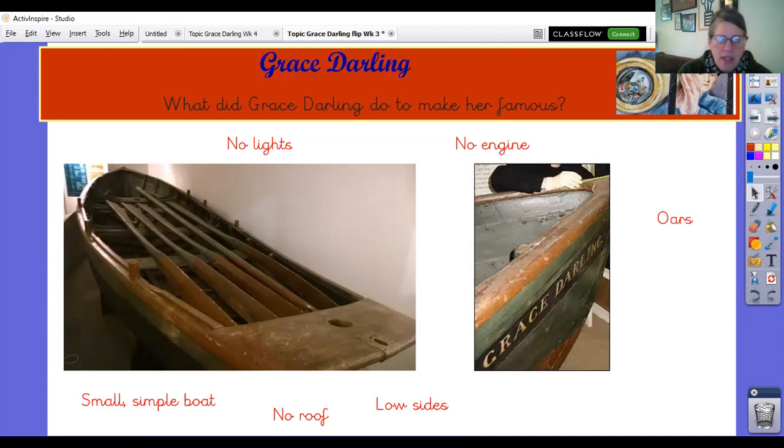And there was no engine to help them and no lights. So going out in the dark on the rough sea, they would have just had the light from that lighthouse to help them. The sides are very low and there's no roof. So in waves like that, with the howling wind, they could easily have gone over the side into the sea. And they would have become very, very wet and cold.